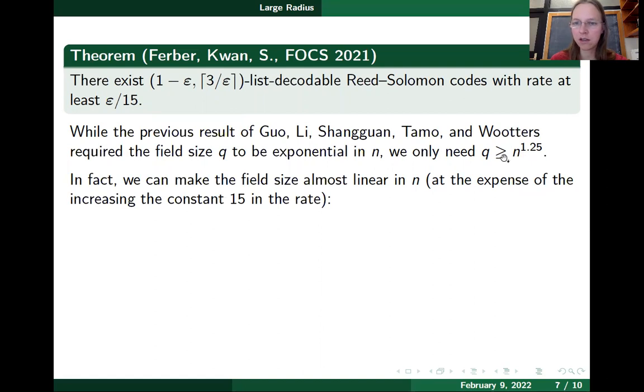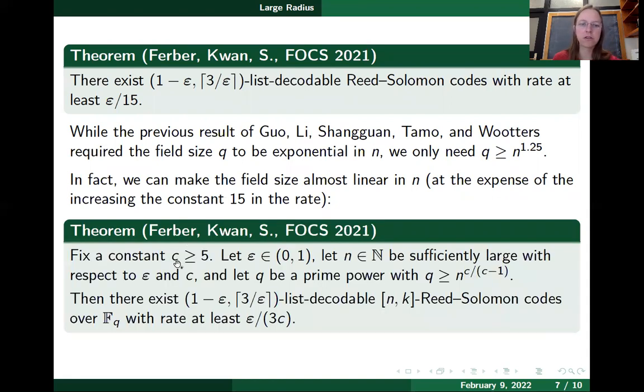So here, for the result as stated here, we need Q to be at least n to the 1.25. But at the expense of increasing the various constants in the statement, we can make the field almost linear. So for every fixed constant C at least 5, it suffices to just assume that the field is of size n to the C over C minus 1. So if you take C very large, it's basically close to linear. And then you can get a similar result where you lose on this constant 15 here. So this 15 becomes 3C. So this result corresponds to taking C equals 5 in this more general theorem.